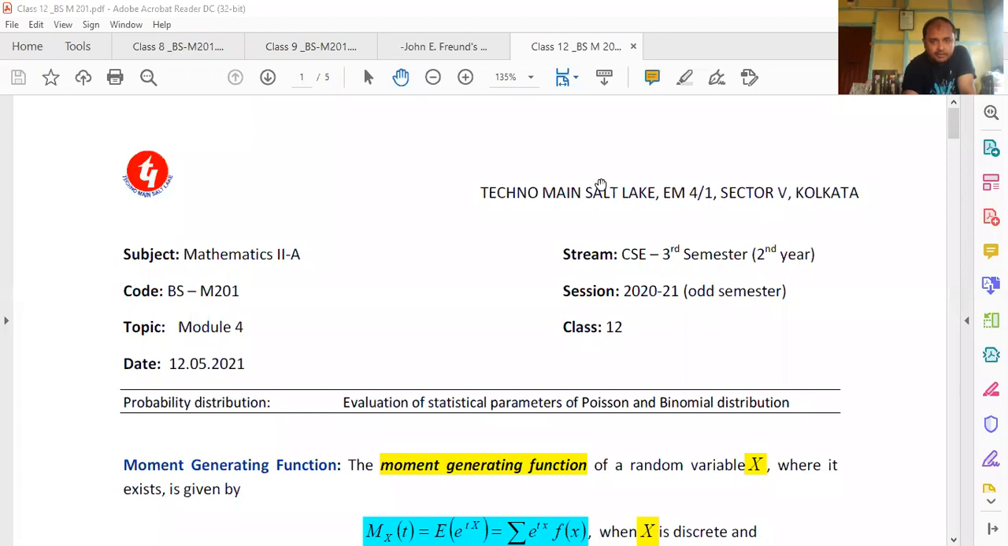Today's topic in the second session is the evaluation of statistical parameters of probability distributions, where I have considered two special types. One is called Poisson, another is called binomial. Now, you may ask me that this particular chapter has already been done. We have evaluated statistical parameters.